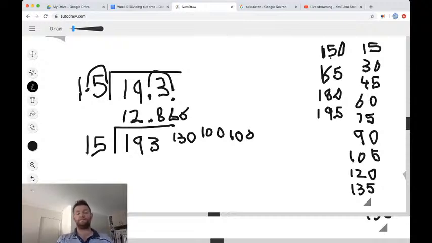Now, if I'm rounding to 2 decimal places, I'm looking at my third digit. Is it 5 or higher? Yes, it is. So I'm rounding up. So my actual answer, rounded, is going to be 12.87.